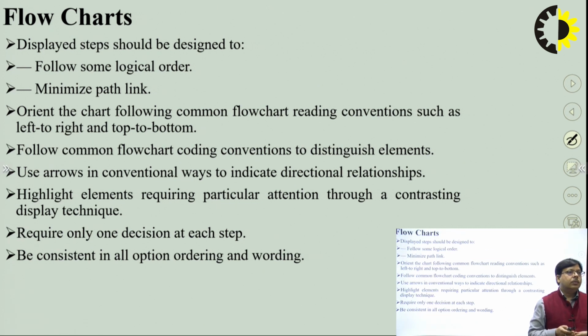And the last graphic is the flow chart. A flow chart is a very simple technique for showing the flow of logic, right? A flow chart display should follow some logical order and minimize path links, right? It shows the flow of your logic when you are going to solve a problem. You first have to write an algorithm, and you can identify the problems in your algorithm with the help of a flowchart. Flowcharts follow common flowcharting coding conventions to distinguish elements. Some fixed conventions are there that you have to use in designing a flowchart.